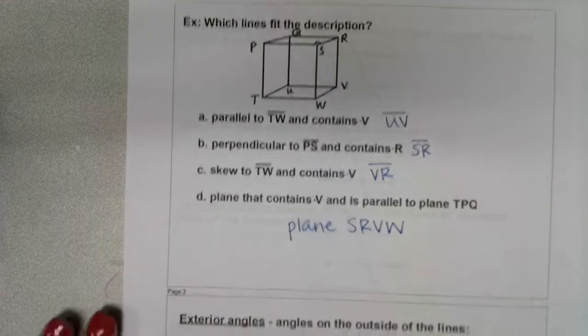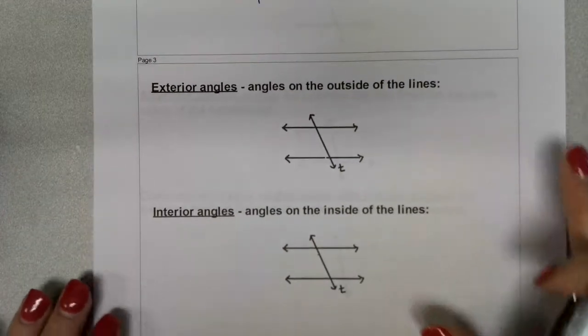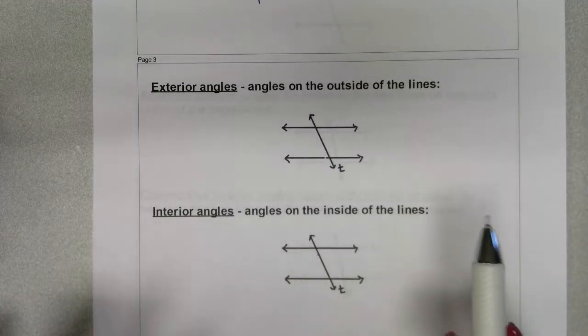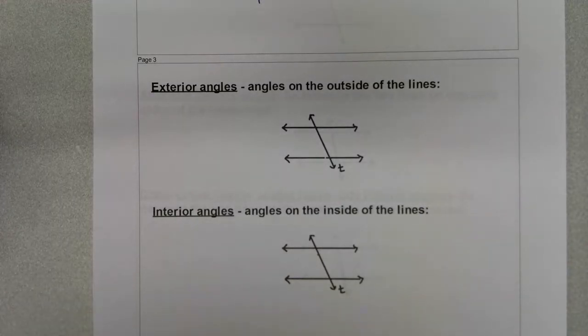All right, slide on down. This is the meat of our lesson today. We're looking at our angles and looking at parallel lines, okay? So we're going to learn four to five different types of angles when we have two parallel lines that are being cut by a transversal, okay?